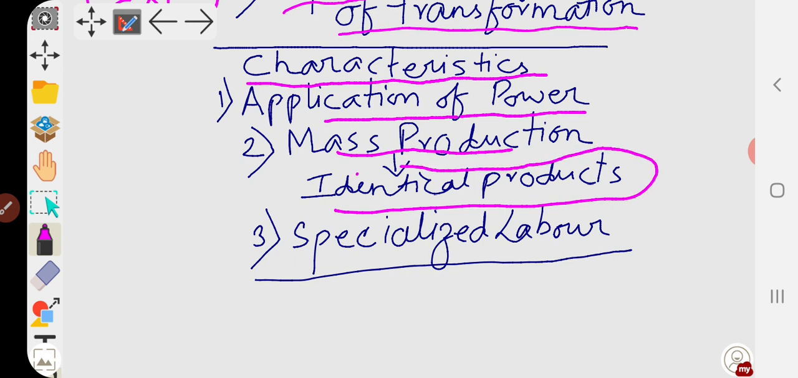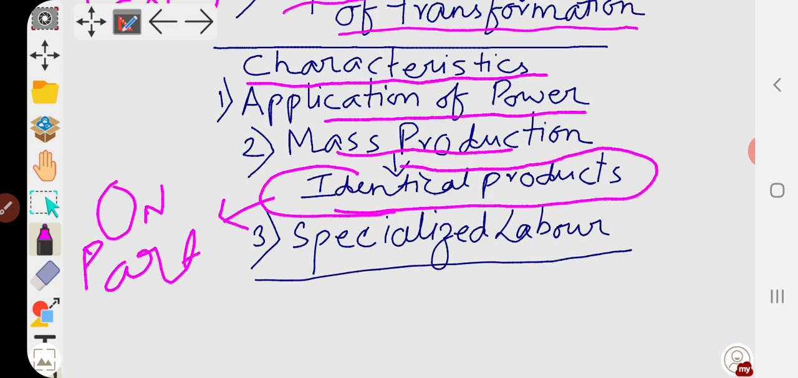Now in a manufacturing unit, suppose it is dealing with some parts of automobiles. There you will get only one specific part of an automobile. You will not get the tire or the other accessories in that same unit of manufacturing. So it is identical products manufacturing, that is termed as mass production of identical products.